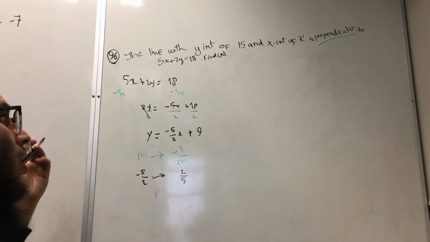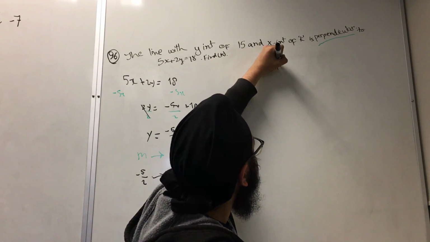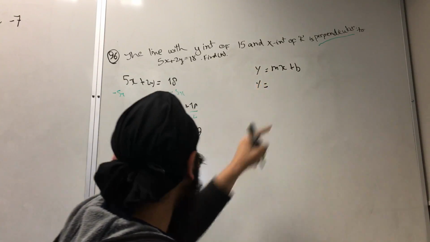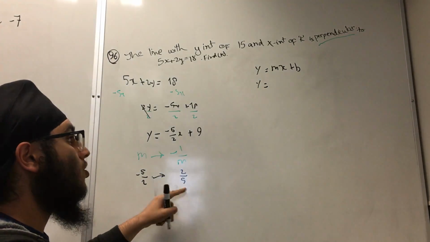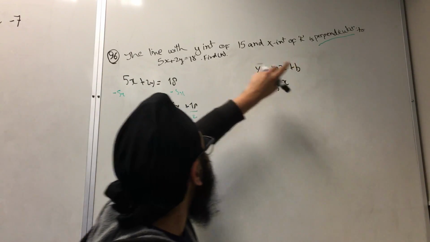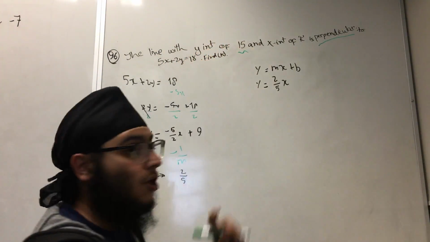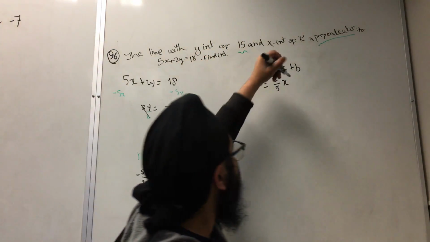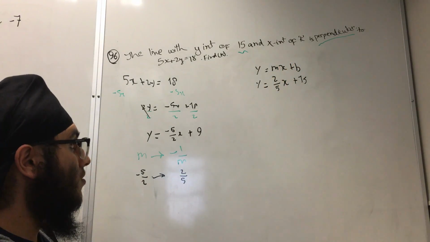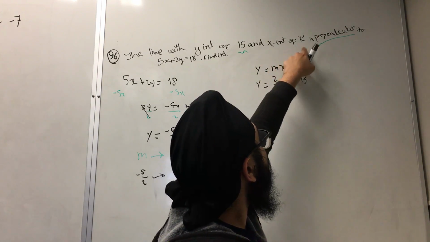Let's write that in y equals mx plus b format as well. So y equals m, the slope we already know, which is 2 over 5, so 2 over 5 x. And the question gives us the y-intercept, which is positive 15. So our y-intercept is plus 15. Now the x-intercept is k.